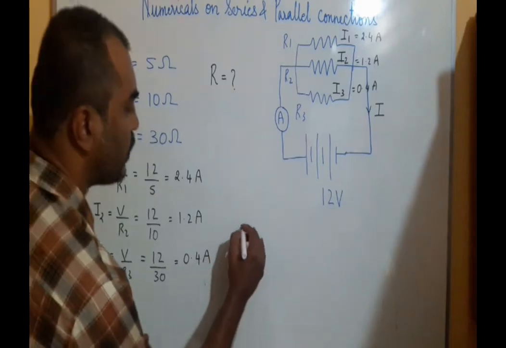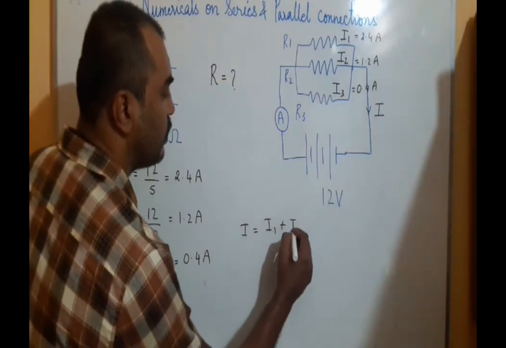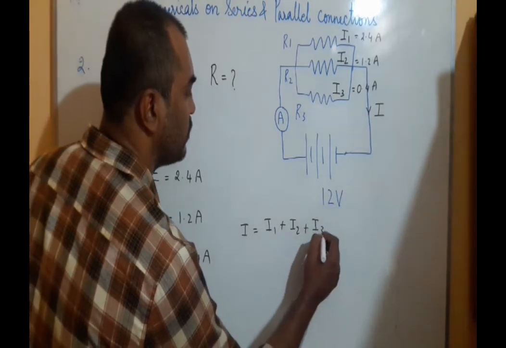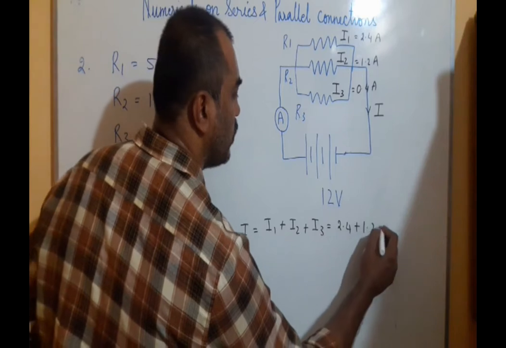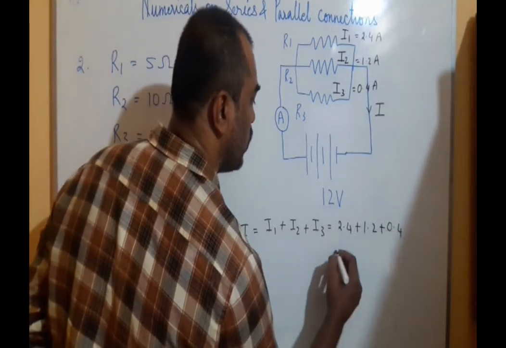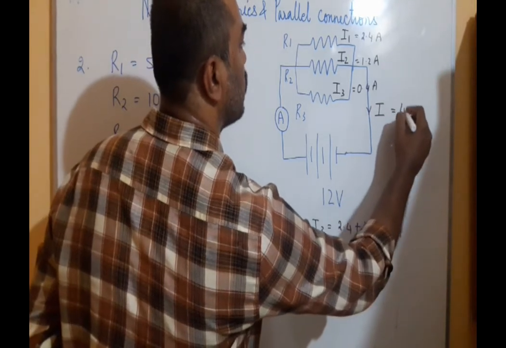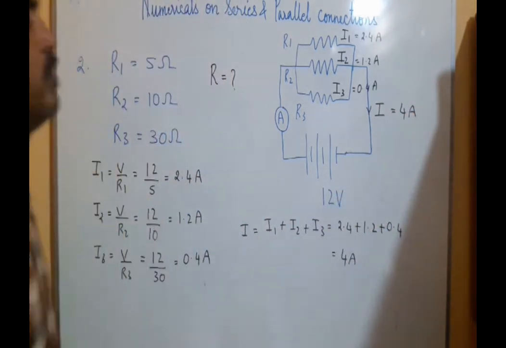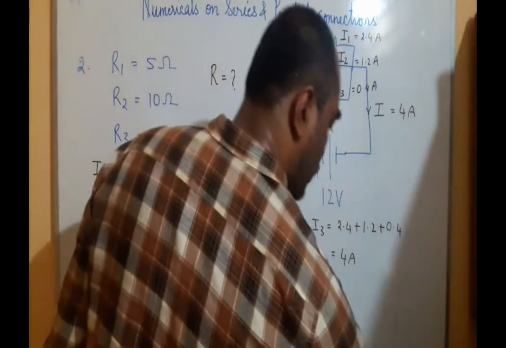Now the total current passing through the circuit in a parallel connection is I equal to I1 plus I2 plus I3, that is 2.4 plus 1.2 plus 0.4, or 4 ampere. So the total current passing through the circuit is 4 ampere. Okay, I hope you are clear till here. Now we will find out the equivalent resistance of the whole circuit.